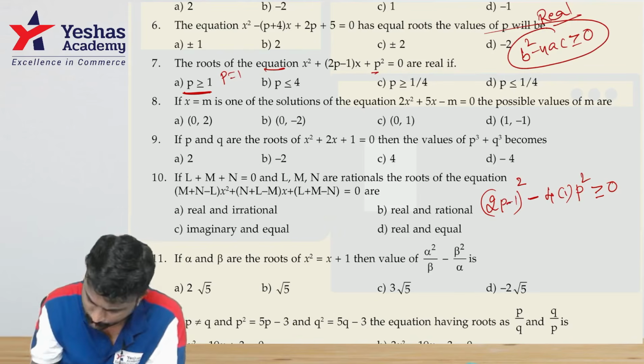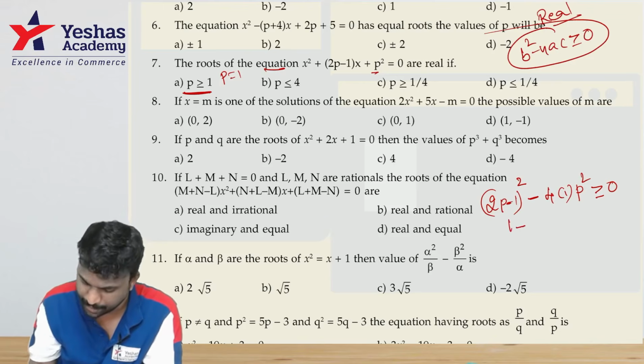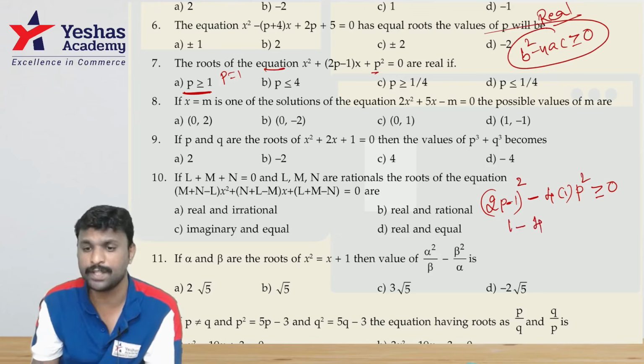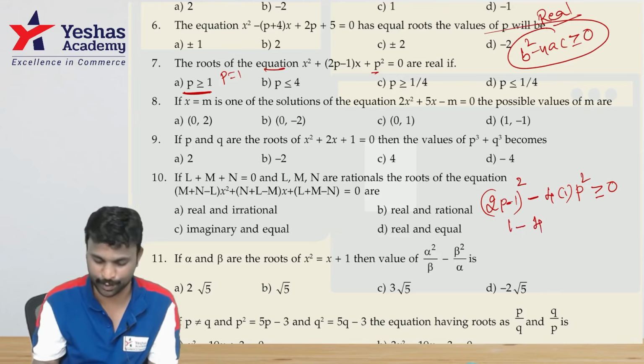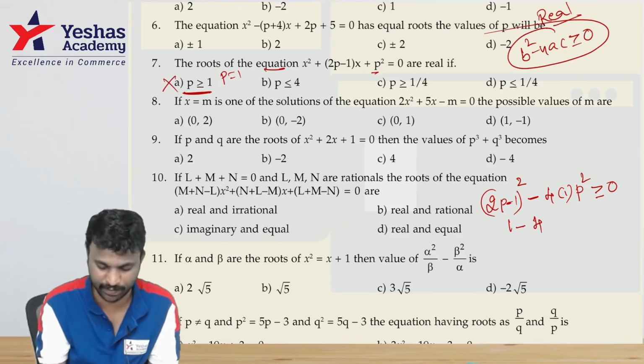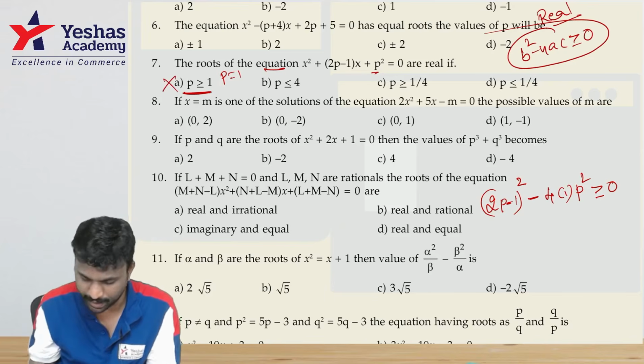P equal to 1 should satisfy the equation. Guys, if I put p equal to 1, 2 minus 1 is 1, 1 the whole square is 1, minus 4. So 1 minus 4 is minus 3. Minus 3 is definitely not more than or equal to 0. So the first option doesn't satisfy. Have you understood? Everybody.